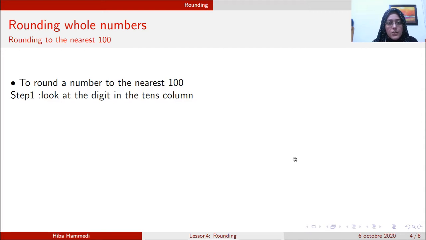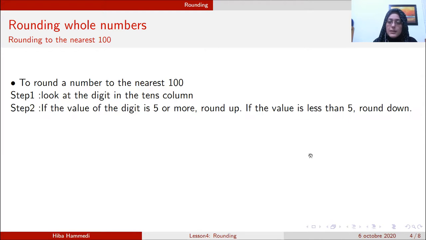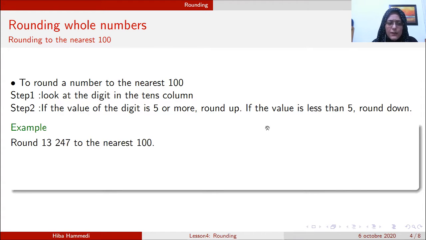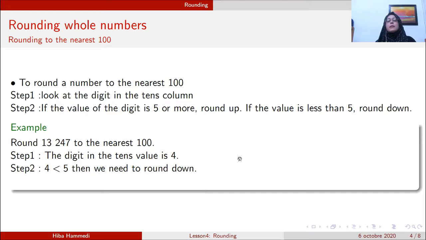So look at the digit in the tens column. Yeah, this is the first step. The second step, I will always compare that digit to the value 5, right? So if it's more than or equal to 5, I will round up. If it's less than 5, I will round down. So let's take this example. I have 13,247, and I would like to round this to the nearest 100. Since it's rounded to the nearest 100, I need to look at the tens value, right? The tens value is equal to 4. Well, 4 is less than 5. So I need to round down this number.